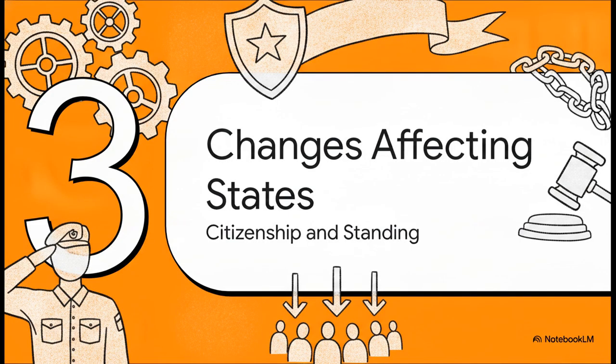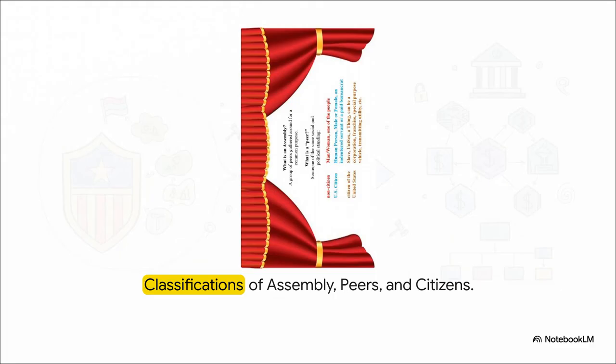Let's jump into Part 3, Changes Affecting the States. We're looking at shifts in citizenship and standing. That military restructuring of the state governments had some really profound implications for political status. The sources describe a strict legal delineation being made between a non-citizen, man or woman, one of the people, and a U.S. citizen. This newly defined federal citizenship actually categorized individuals as indentured servants, paid bureaucrats, or even corporate franchises.